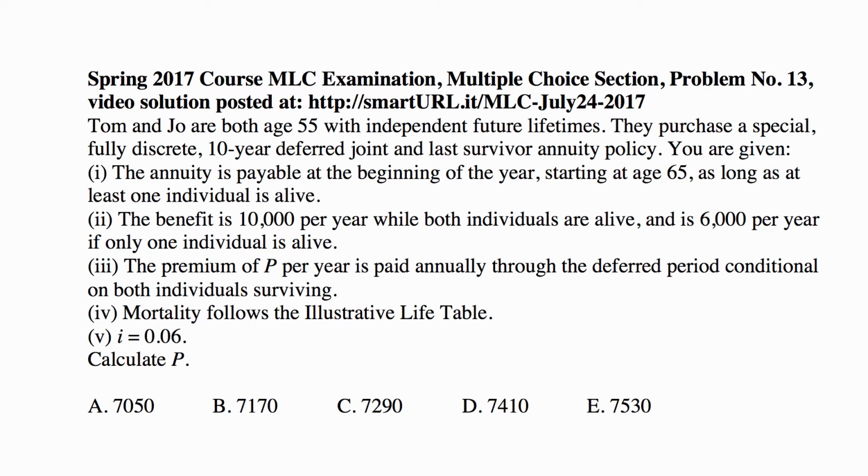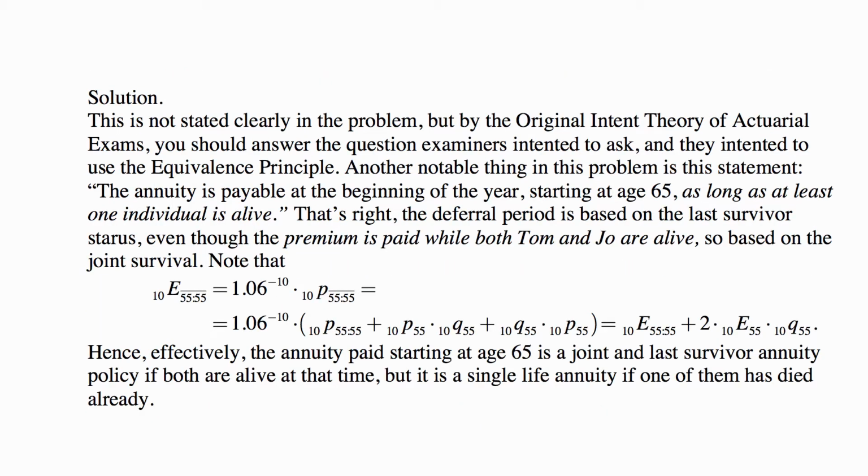But that also means that the premium payment has stopped already when the first person died. So there's this period of no premium payment during the deferral period, and yet there is an annuity after the deferral period ends, after 10 years. So that makes it a little bit tricky, and you have to be careful about the calculation. And it's not stated clearly in the problem, but by the original intent theory of actuarial exams, you should answer the question examiners intended to ask, and they intended to use the equivalence principle.